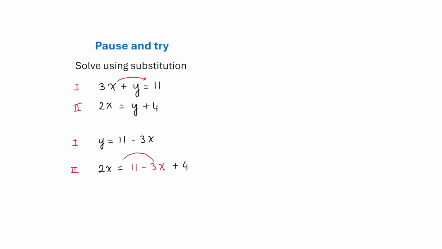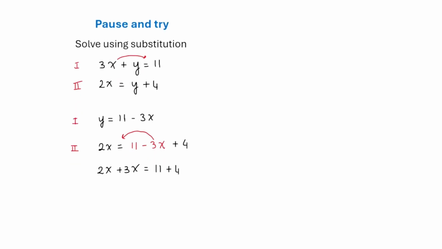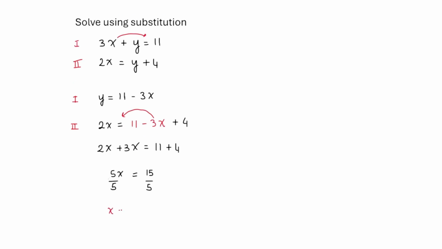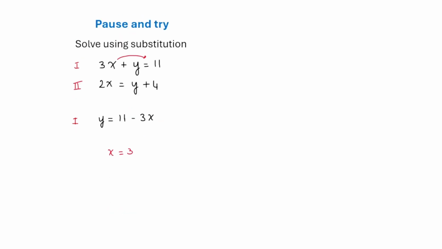Move negative 3x to the left-hand side. 2x plus 3x is equal to 11 plus 4. Now combine like terms, so 5x is equal to 15. Divide by 5, x is equal to 3. Use the rearranged equation to find y. y is equal to 11 minus 3x.